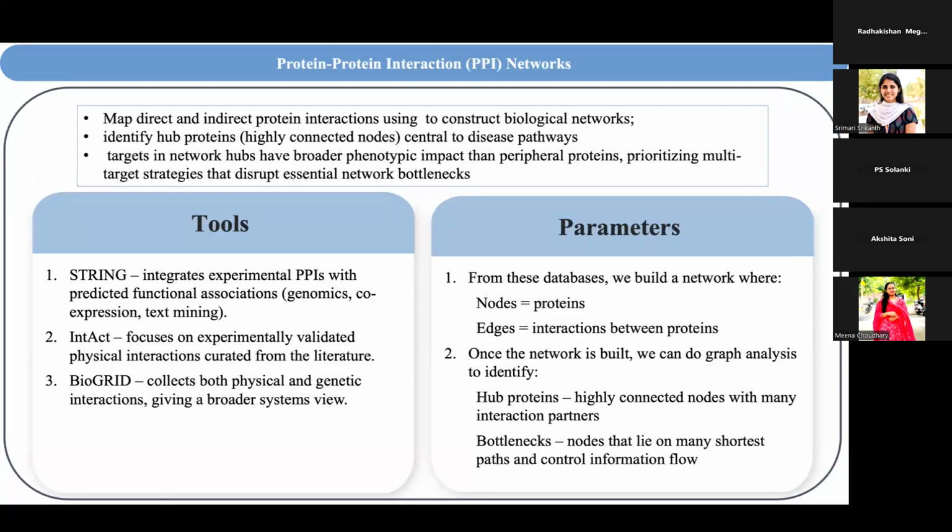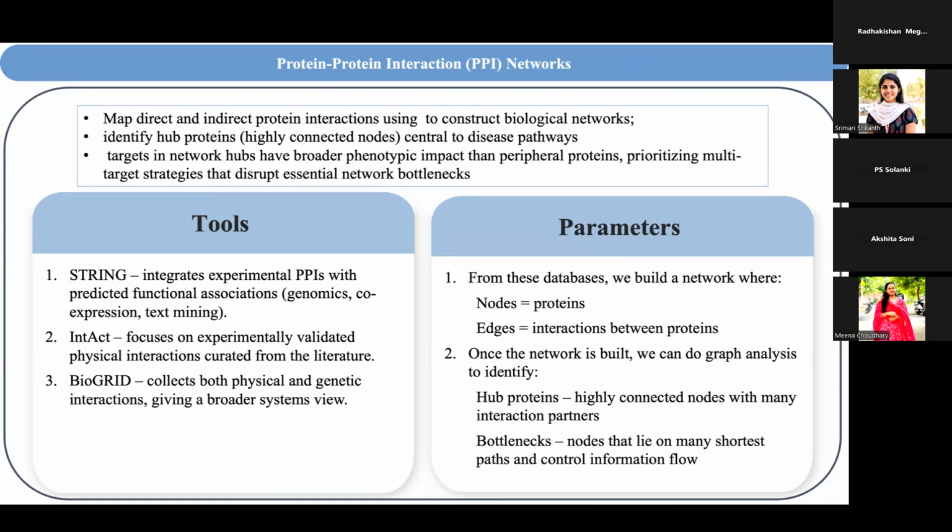If we take an inside of a cell, a protein will not act alone. They physically interact with other proteins as partners and form a complex of interactions. So we have to map them using the databases. There are many protein-protein interaction databases available: STRING, IntAct, and BioGRID. The essential parameters we can infer from those databases are the nodes and edges, where the nodes act as proteins and the edges are interactions between the proteins.